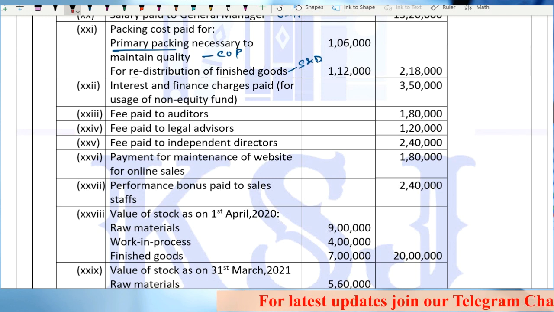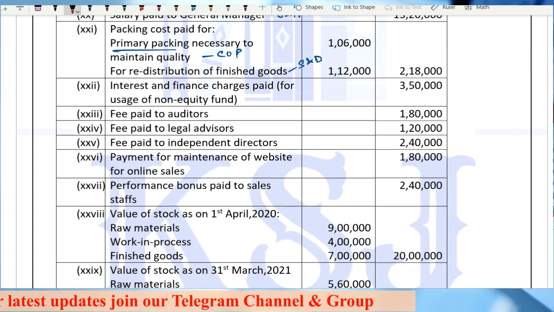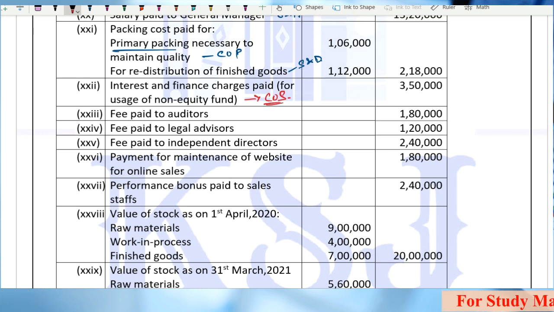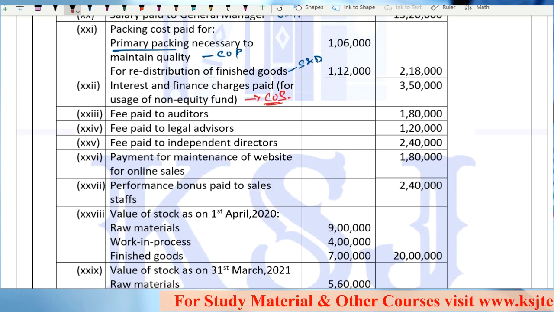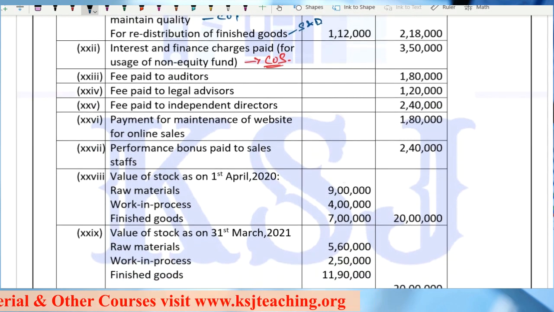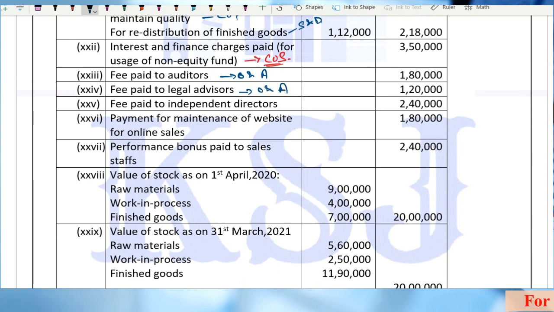They have no sense to be done in the cost sheet, but the institute has made some changes. They are now taking the non-equity fund based interest and finance charges as a separate item in the cost of sales. After the cost of sales, they are shown as a separate item, so you must do it, right? Otherwise logically it doesn't make sense. Fee paid to auditors, office and administration overheads, legal advisors, office and administration overheads, right?